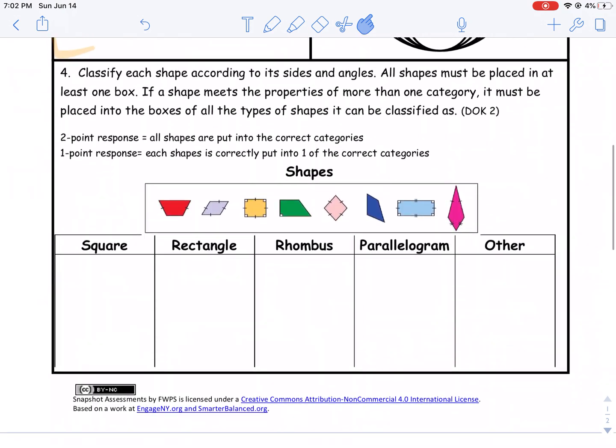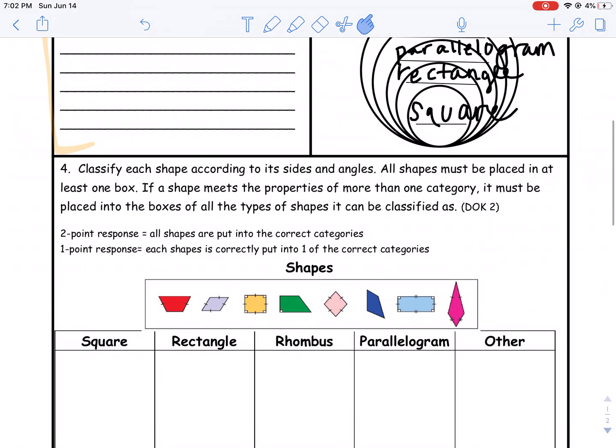It goes 1, 2, 4. Sorry for the incorrect numbering there. Classify each shape according to its size and angles. All shapes must be placed in at least one box. If a shape meets the properties of more than one category, it must be placed in the boxes of all the types of shapes it can be classified as.